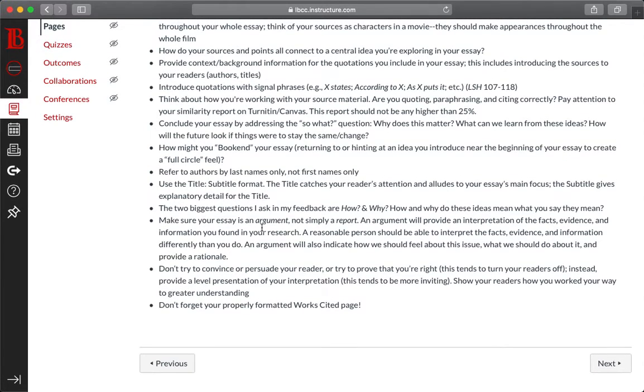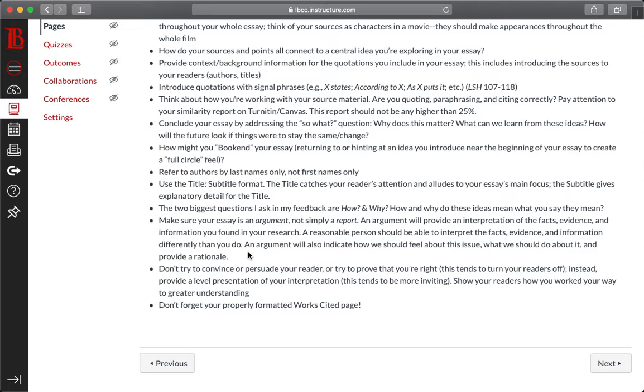In my feedback, the two biggest questions I ask are how and why. Okay, so I want you guys to keep that in mind as you're composing. How and why do these things mean what you say they mean? I don't have access to your brain. I only have what's on the page, right? So I need you to explain, okay, why does this quotation mean what you say it means, right? How does this lead to that effect? Or why is this the cause of whatever the case is? So keep those questions in mind. Those are the two biggest questions I ask. So really try to address those when you're explaining your ideas.